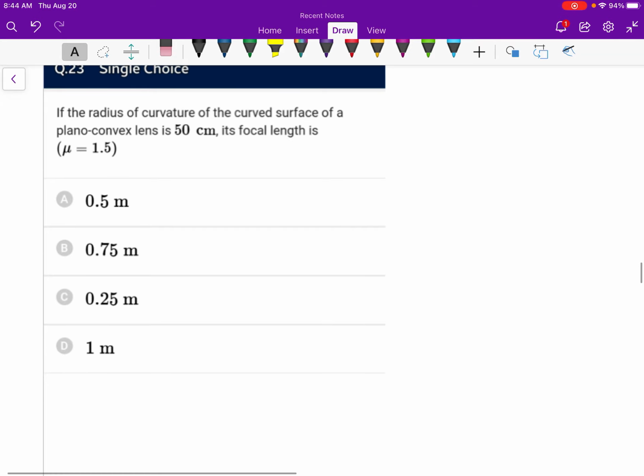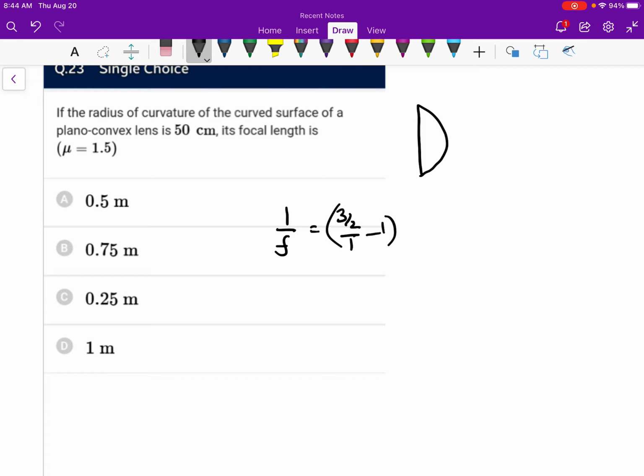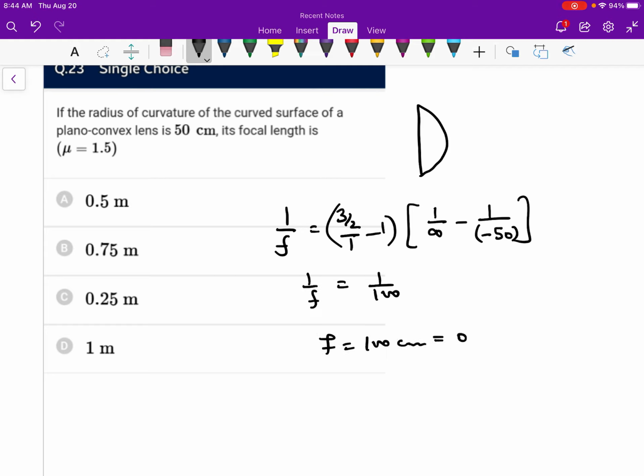If the radius of curvature of the curved surface of a plano-convex lens is this, its focal length is, so plano-convex lens, so 1 upon f is (3 by 2 minus 1)(1 upon infinity minus 1 upon minus r), which is minus 50, so that is 1 by 100. 1 upon f, so f is 100 centimeter, which is 1.0 meter. So D is the correct option.